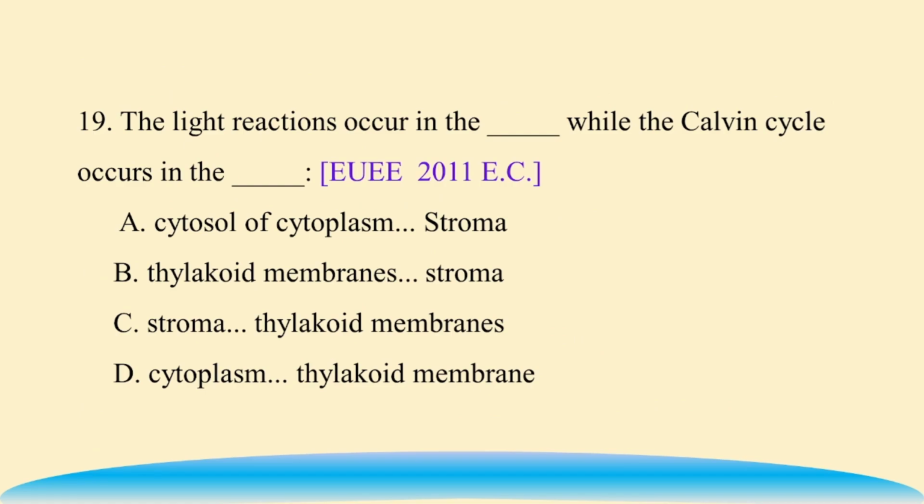Question number 19. The light reactions occur in the dash while the Calvin cycle occurs in the dash. A. Cytosol of cytoplasm, stroma. B. Thylakoid membranes, stroma. C. Stroma, thylakoid membranes. D. Cytoplasm, thylakoid membrane.